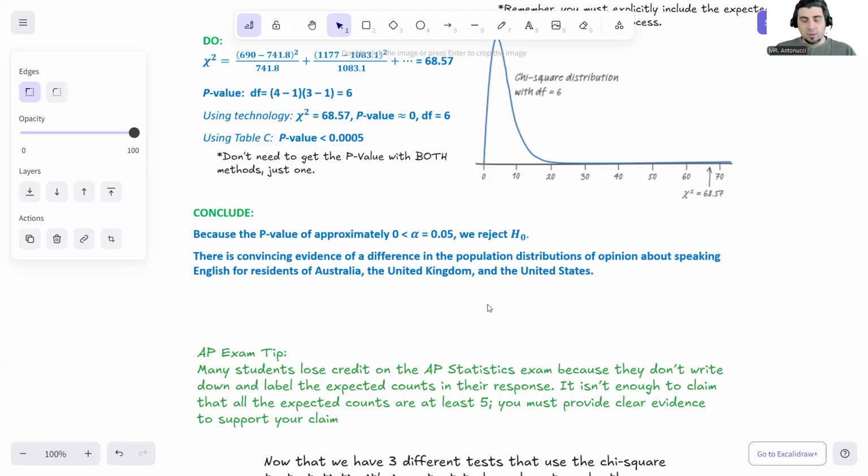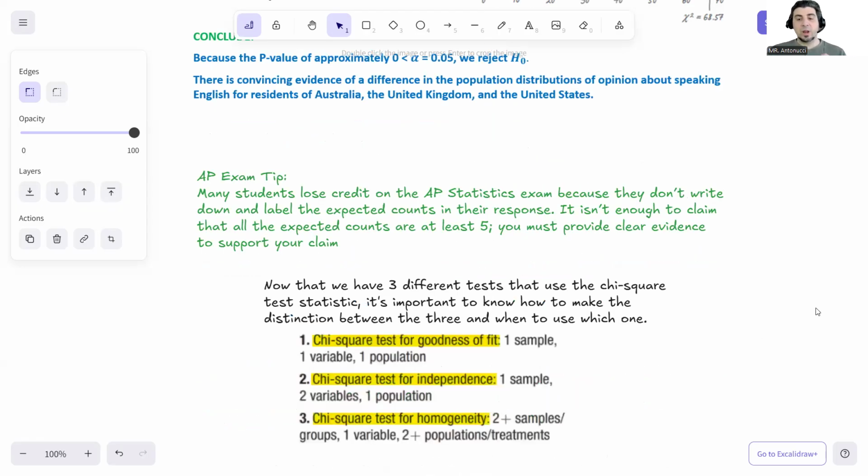Now, as we wrap up this piece, we do have 3 different tests that use the chi-square test statistic. So it's important to know how to make the distinction between each of the 3 and when to use each one. The first one we talked about was chi-square goodness of fit. That is going to be used when you have 1 sample, 1 variable, and 1 population. So it's a categorical variable in this case. The chi-square test for independence, again, you have 1 sample, but 2 variables and only 1 population. Again, categorical variables.